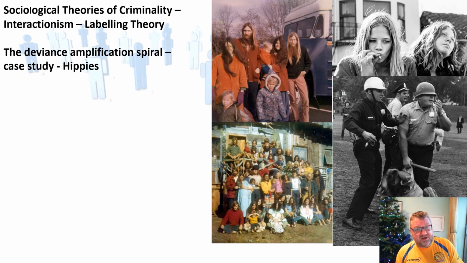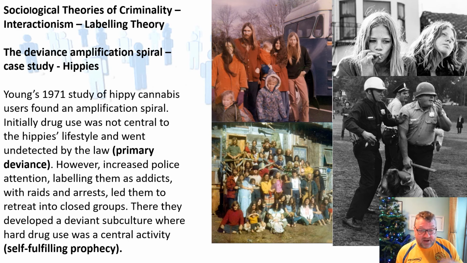So another case study you could look at is the hippies, early 70s here. Young's study in 71 of hippie cannabis users found another amplification spiral, similar to the amplification spiral with mods and rockers. Initially, drug use was not central to the hippies' lifestyle and actually went undetected by the law. So there's your example of primary deviance, something that's a little deviant but no one really cares about.